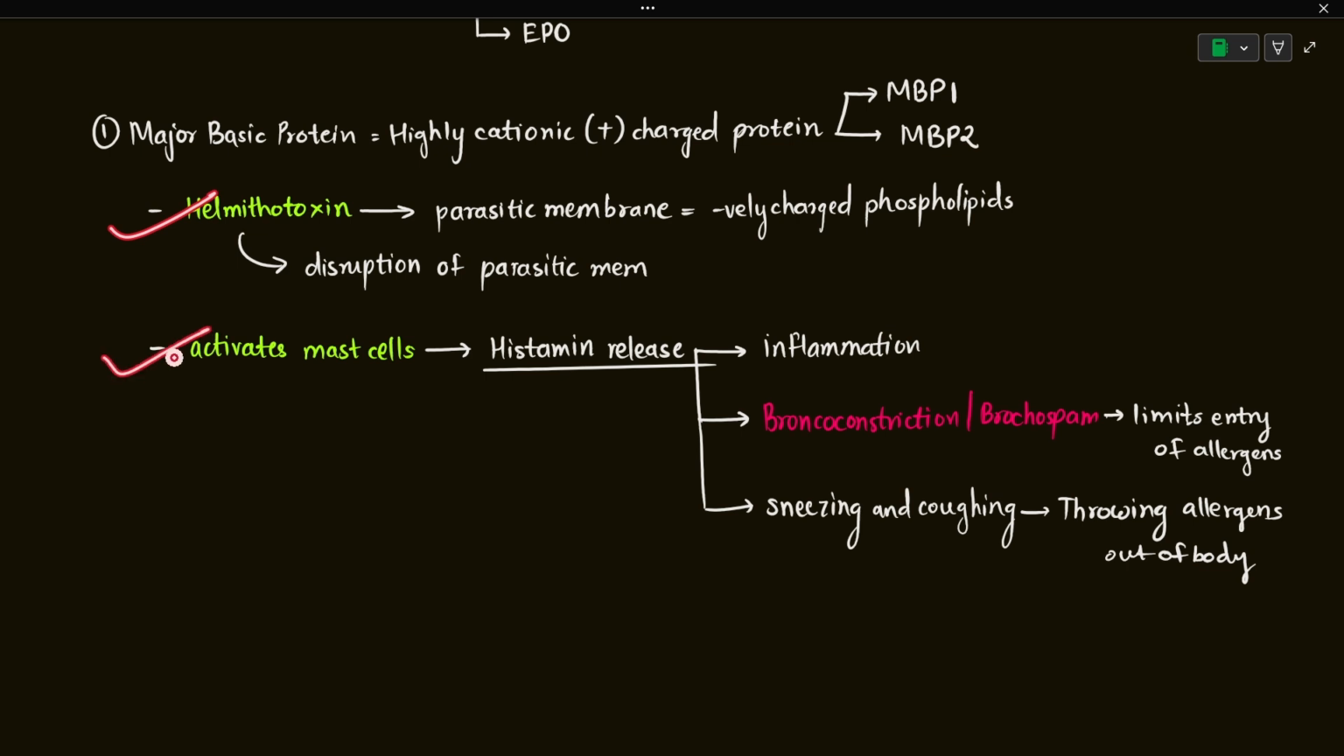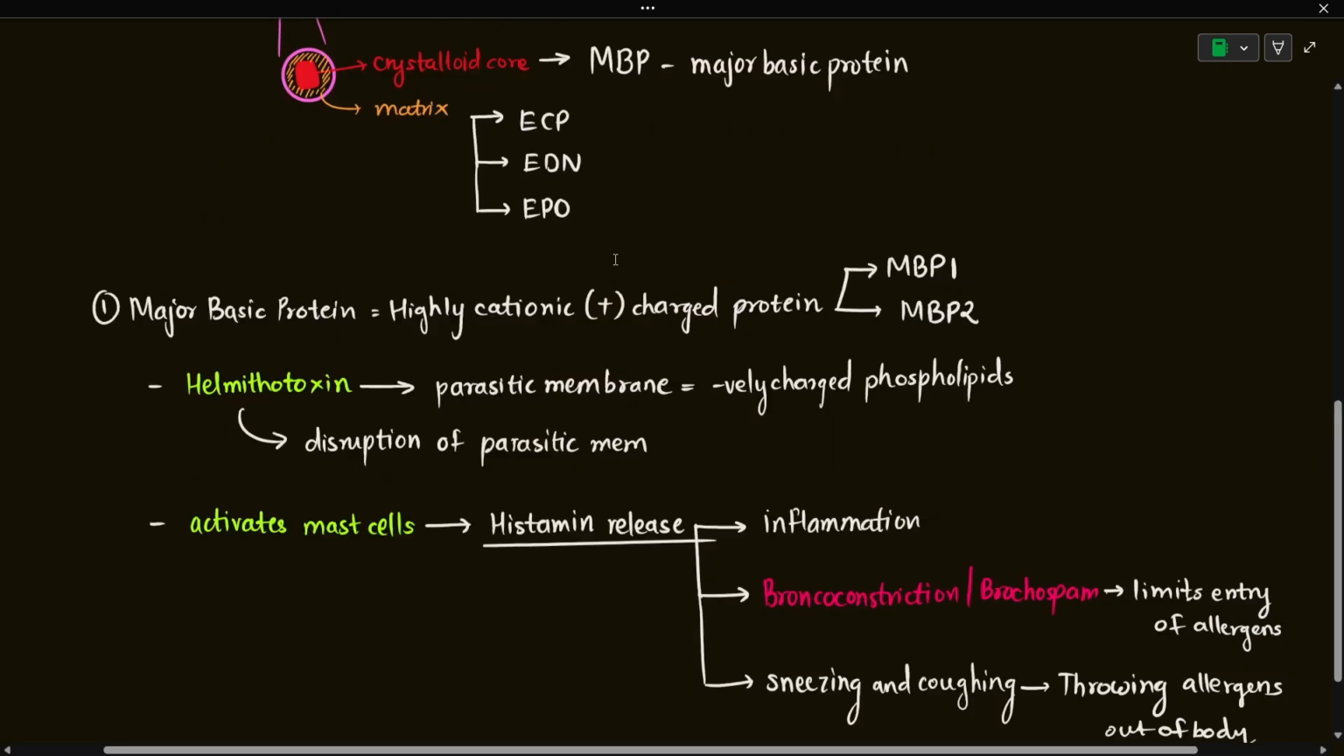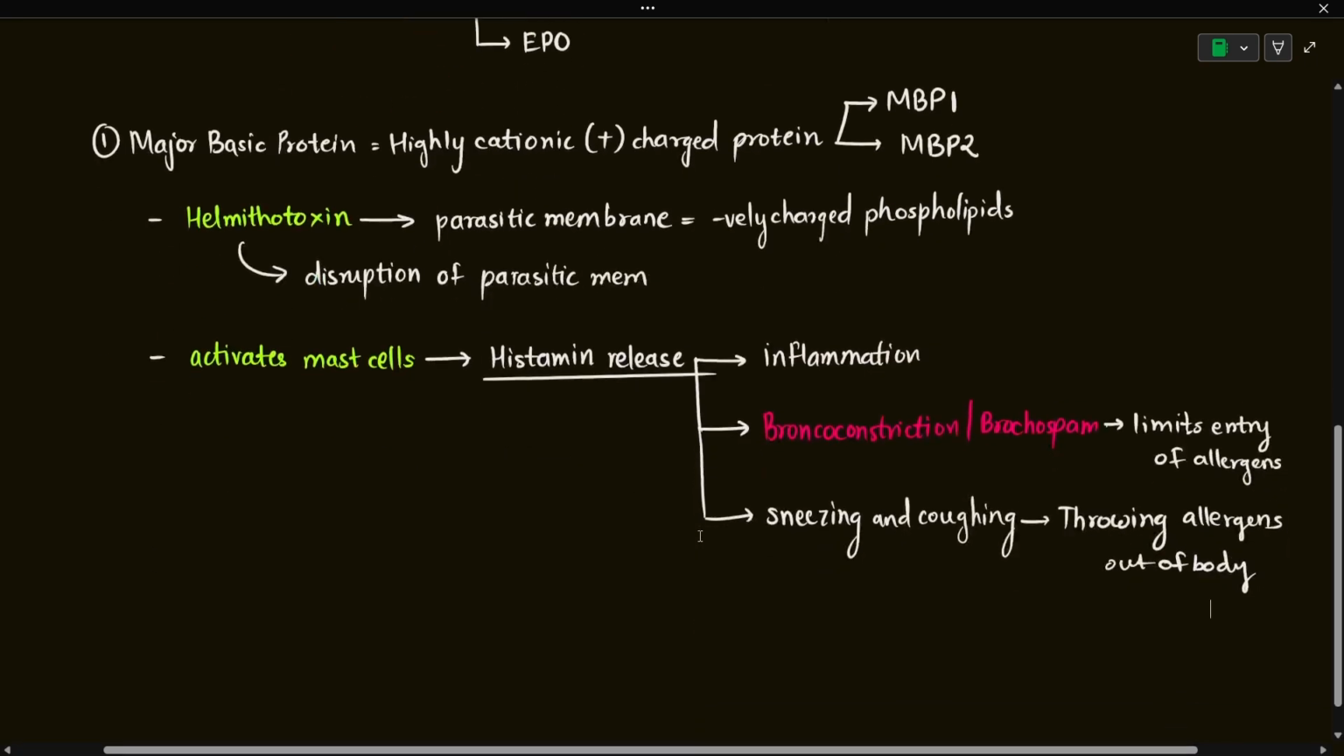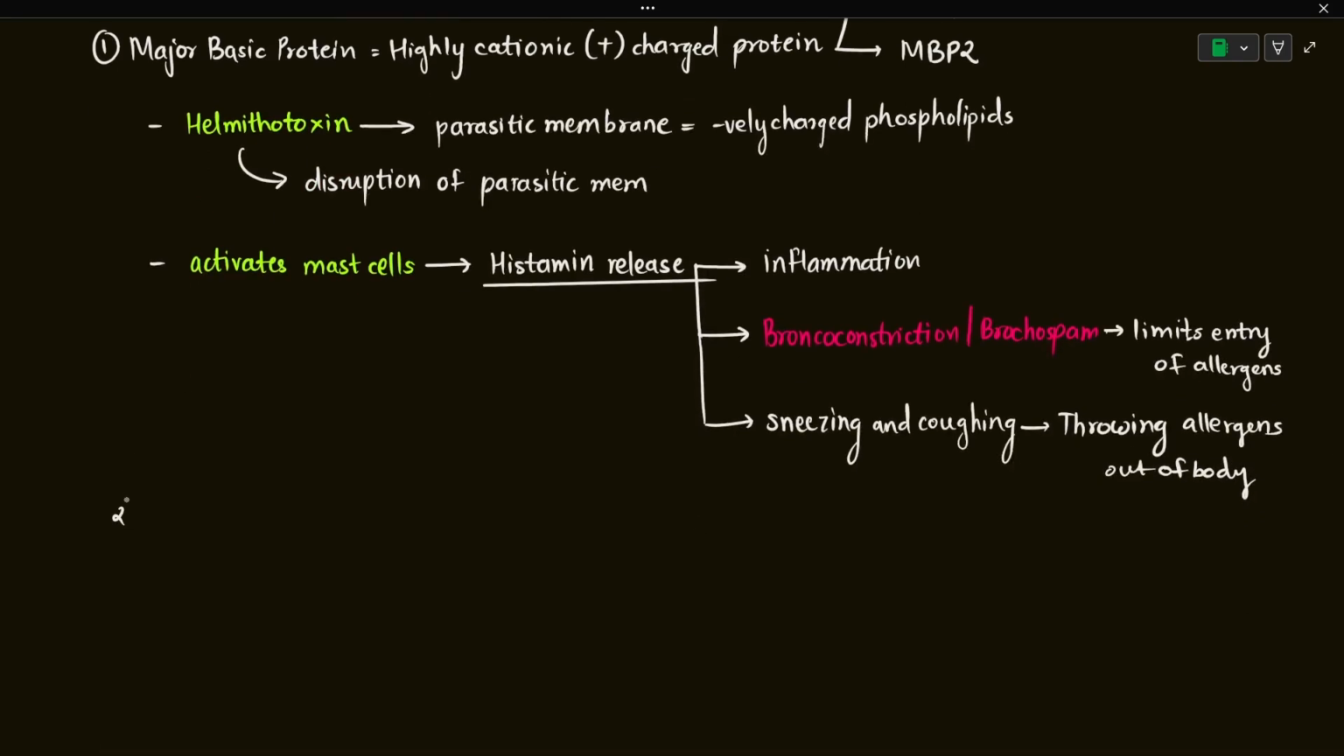These are the two jobs that are performed by the major basic protein. So besides the major basic protein, eosinophils have other proteins as well that we discussed: the ECP, EDN, and EPO, which are present in the matrix of the granules. The ECP is the eosinophil cationic protein. It is also a positively charged protein.